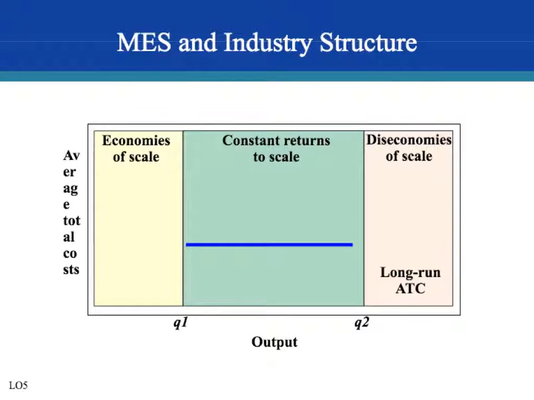So for economies of scale, average total cost is decreasing as output increases. Constant returns to scale, average total cost does not change with output. And then diseconomies of scale, average total cost increases with additional output. So we can see here, economies of scale was rapidly attained, and diseconomies of scale was not realized until output was increased at a significant point.